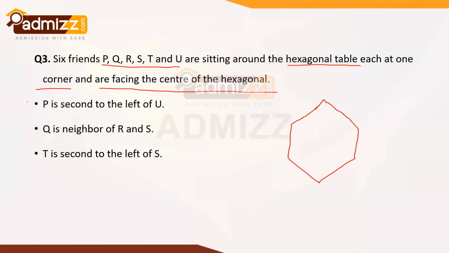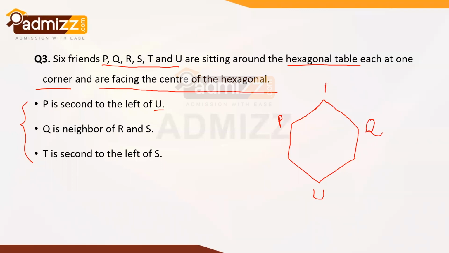Now take a look at the hints, right? P is second to the left of U, right? So let's start with U as our reference. We'll write U in some random corner. Let's do bottom. P is second to the left of U. So that means that P is in this corner, not in this corner, right? Q is neighbor of R and S, right? So the thing about Q is that Q can't be here. So Q must be right here. There are no other options for Q to be because it should be between R and S, right?